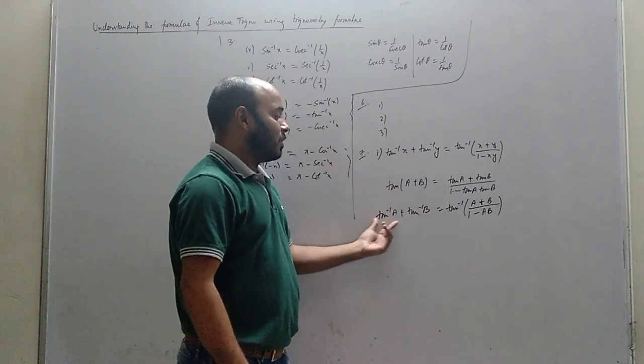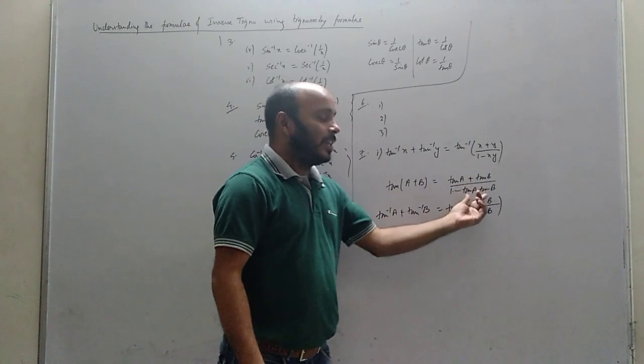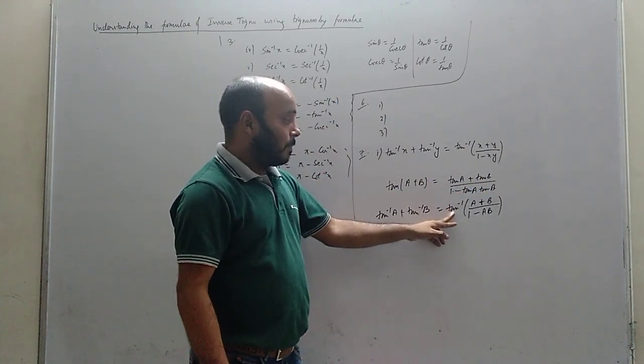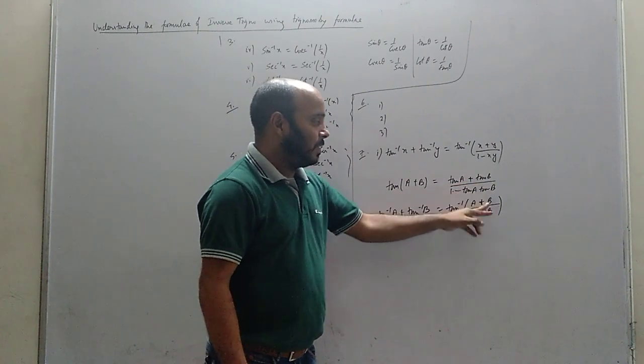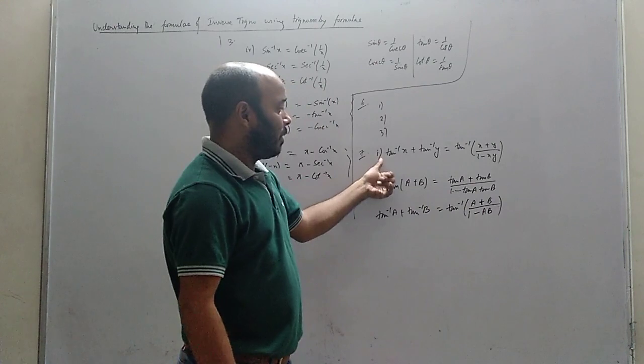Because I need tan inverse a plus tan inverse b. So what is tan of a plus b? Tan a plus tan b over 1 minus tan a tan b. So take the tan inverse out. So what is left? a plus b over 1 minus a into b. This is the first formula under theorem 7.